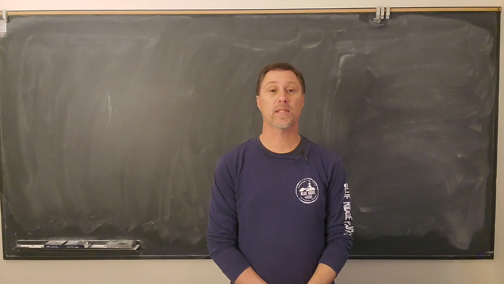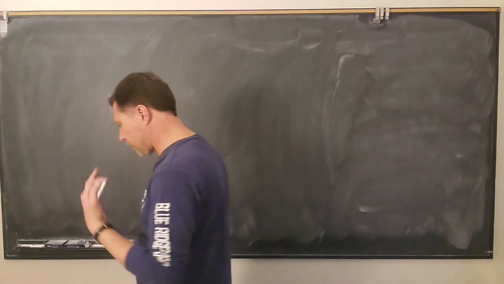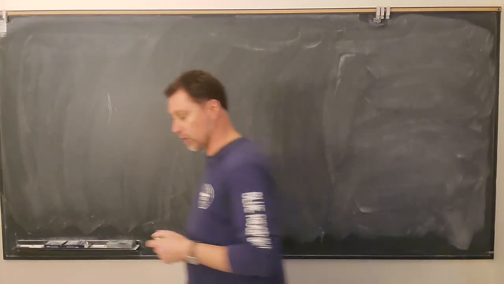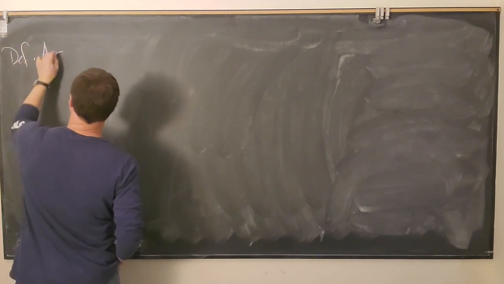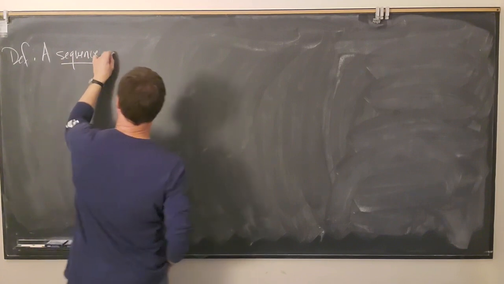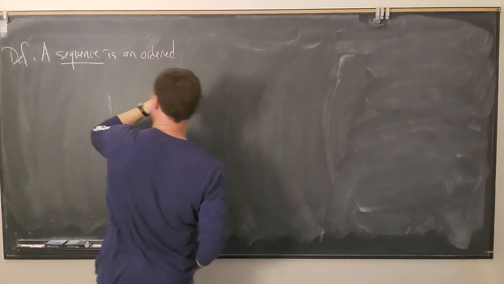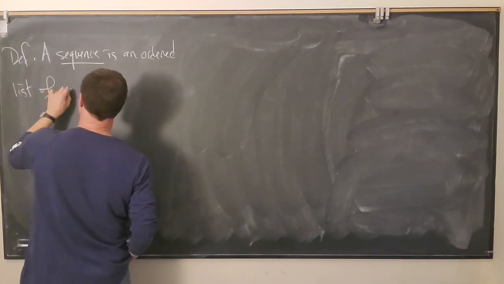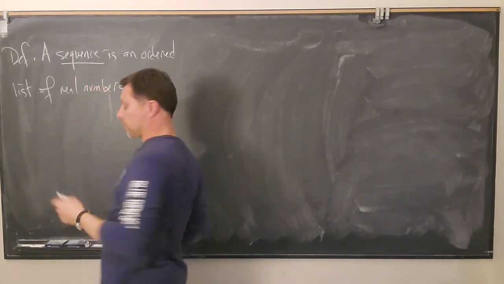So let's make the best of it and let's just get straight to the math. What we're going to study for the first half of this class is series and sequences. So we're going to start with a definition. A sequence is an ordered list of real numbers.